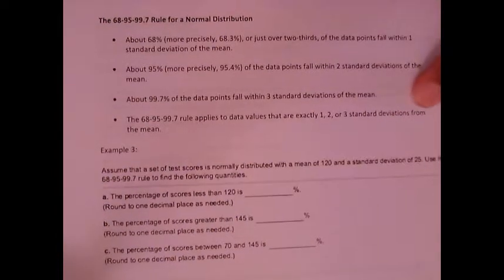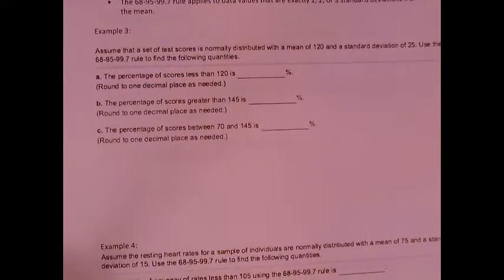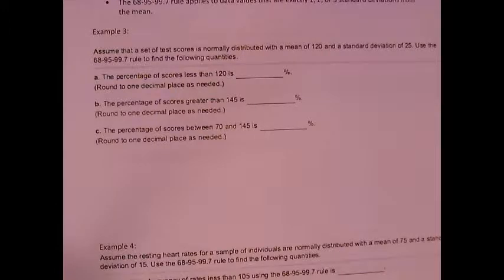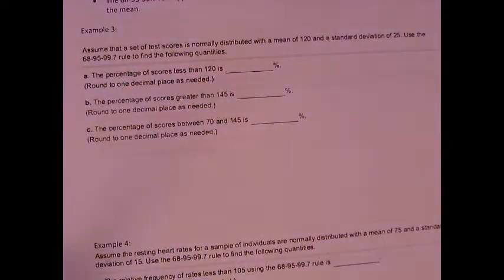Now we're going to apply that rule to this particular example. Here we're going to assume that a set of test scores is normally distributed with a mean of 120 and a standard deviation of 25. Use the 68, 95, 99.7 rule to find the following quantities. And in this case, in part A, we've got the percentage of scores less than 120, and that's going to be equal to what percent? So what percent of the data values will be less than 120?